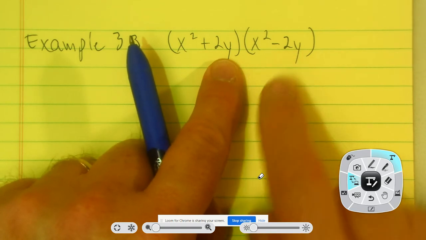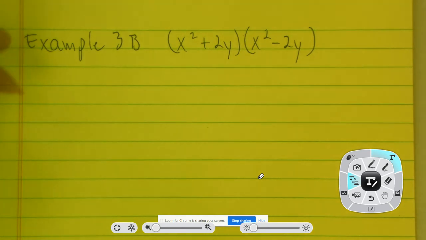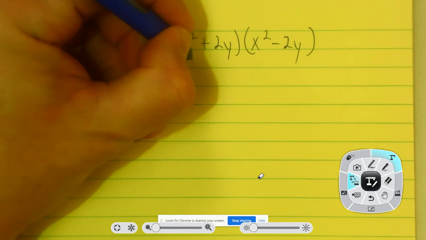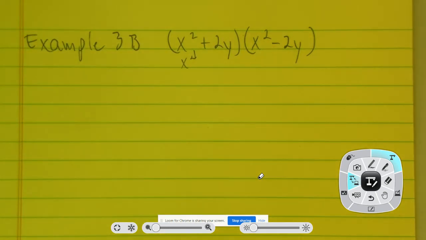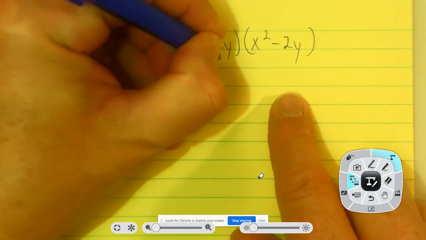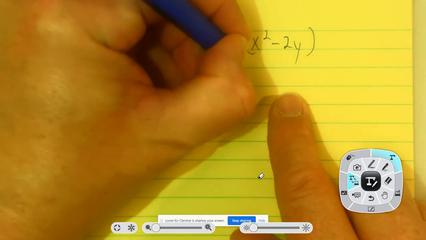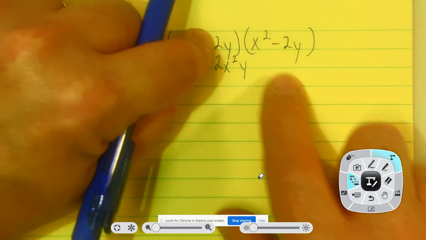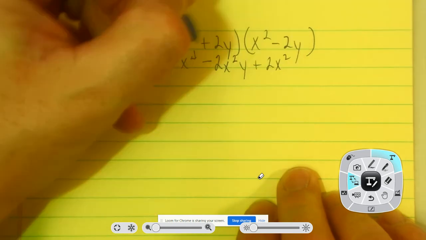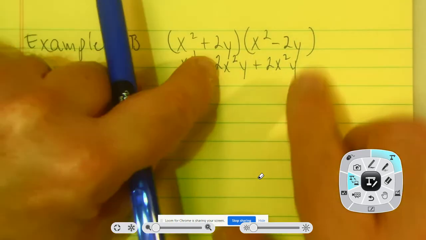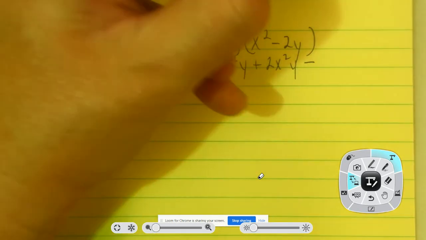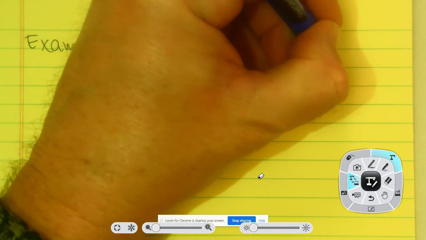All right, so let's talk about what that's going to look like when we multiply, okay? So x squared times x squared is going to be x to the fourth. Write that down. We know that. x squared times negative 2y will be negative 2x squared y. And then positive 2y times x squared will be positive 2x squared y. I'm going to put them in order again. And then negative 2y times positive 2y will be a negative 4y squared.